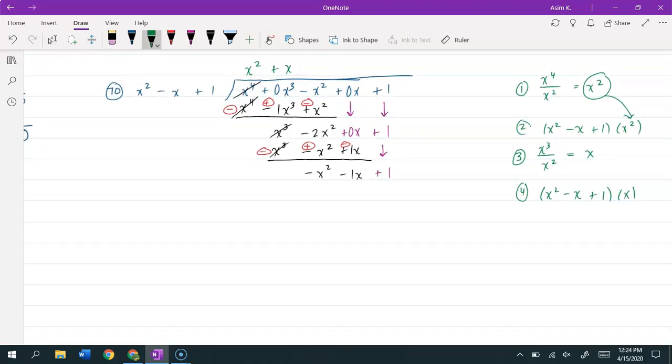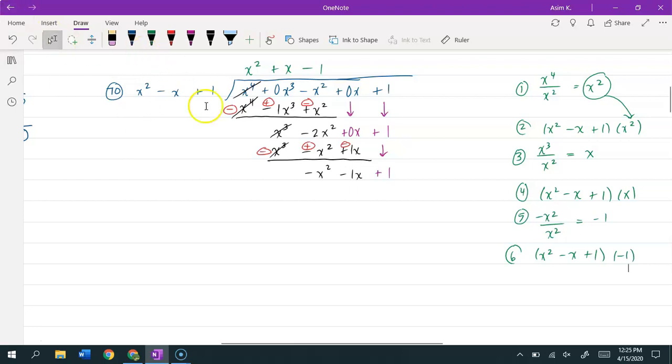You repeat the algorithm a third time. So let's go ahead and start. Step number 5, in a sense. You're going to take the first term out front, which is negative x squared, and divide it by x squared, the first term of the divisor. This time what you end up with is a negative 1. So you put the negative 1 in the quotient, and you ask yourself the question, what is x squared minus x plus 1 times negative 1?